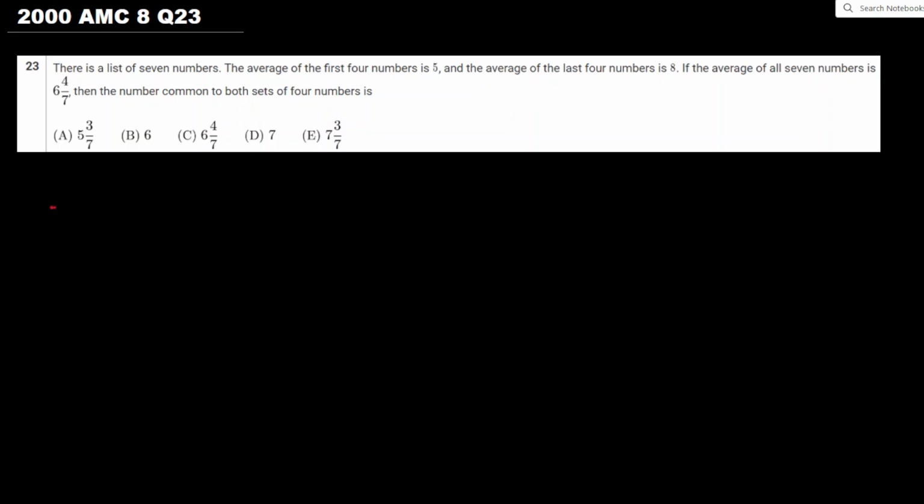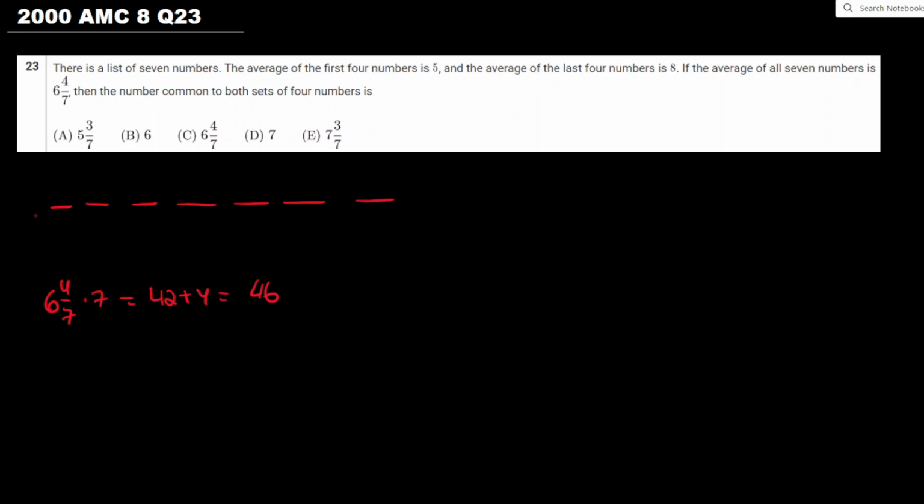So if we were to draw this out, we'd have 7 numbers here. And if the average of all 7 numbers is 6 4/7, that means that the sum would be 6 4/7 times 7, which is 42 plus 4 equals 46.